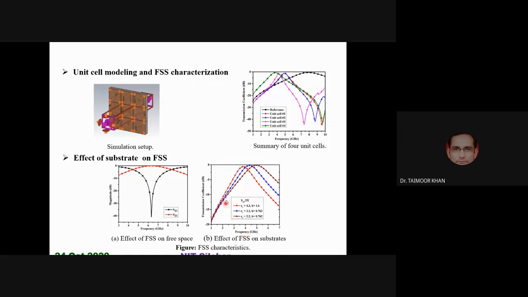Then the S21 performance you can see here, how the transmission coefficient is changing for different substrate materials. As epsilon r is reduced from 4.3 to 3.2 to 2.1, the resonance peak is shifting from the left side to the right side. That is the conclusion here for TE mode.